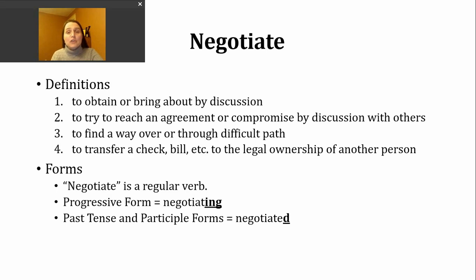The first way you might hear the verb negotiate used is to mean to obtain or bring about by discussion. So coming to some sort of result through discussion. A second way you might hear the verb negotiate used is to mean to try to reach an agreement or a compromise by discussion with others. I feel like this is the most common way that I hear this particular verb used.